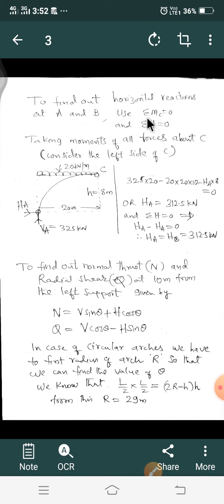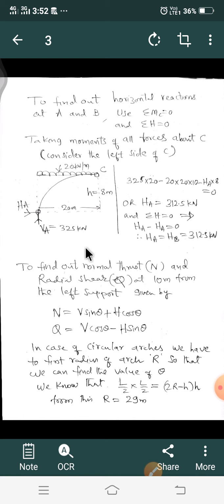So when I say sigma MC is equal to 0, we have to take moment of all the forces about C. Consider only the left part of the C here. So the left part of the C, how many forces are there? HA, VA and this UDL. These are the three forces on the left of C. So take the moments of all these forces about C here.